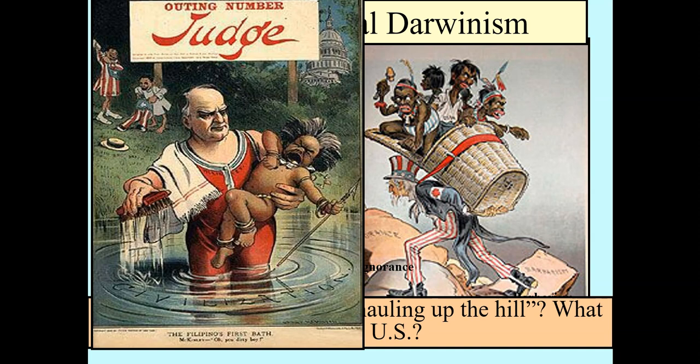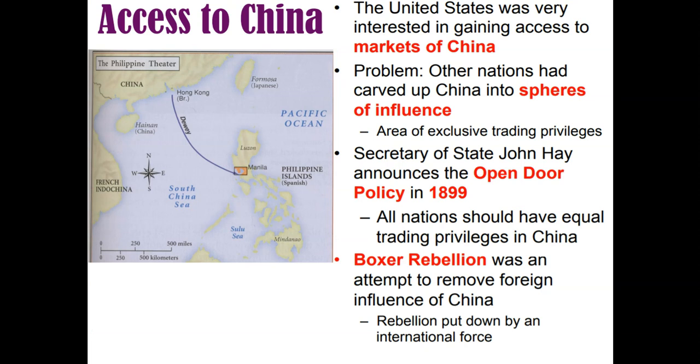They're being civilized by this man here. It's a sad representation of how Americans view the rest of the world. Access to China. The United States was very interested in gaining access to markets all over the world, but in this case, it's access to China. The problem was that other nations had carved up China in its spheres of influence, and spheres of influence refers to an area with exclusive trading privileges.